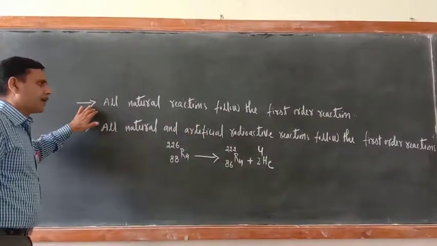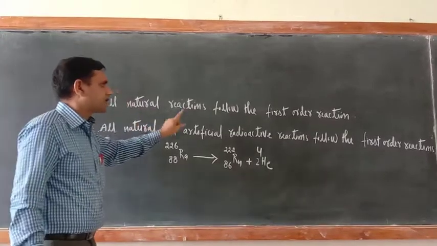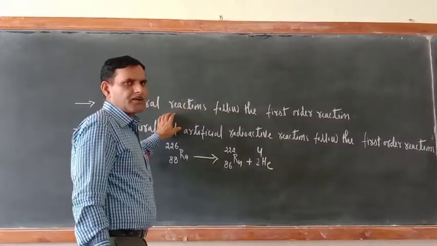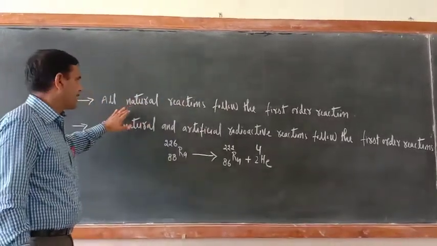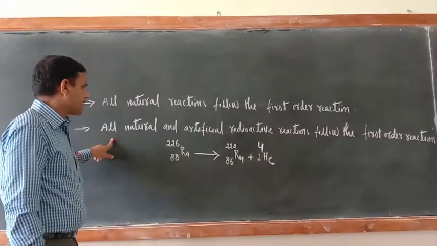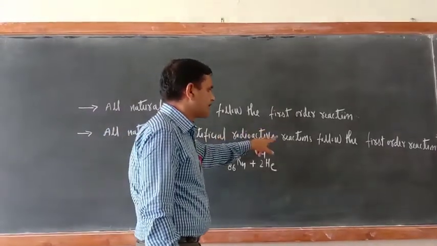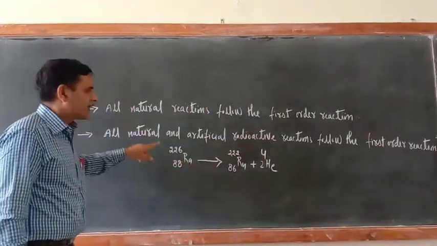Now here two important pieces of information are there. Number one is that all natural reactions follow the first order reaction. Whatsoever natural reactions are there, they will follow the first order reaction only. Second one is that all natural and artificial radioactive reactions follow the first order reaction.